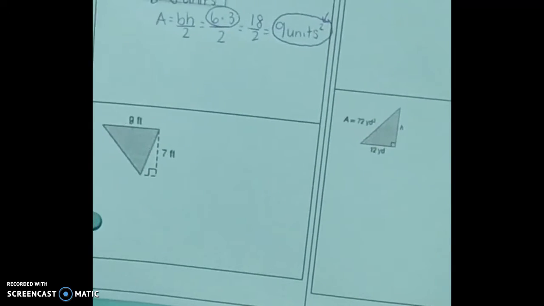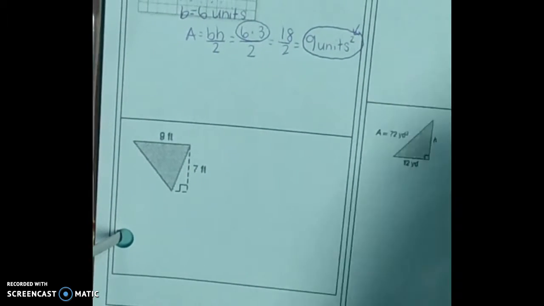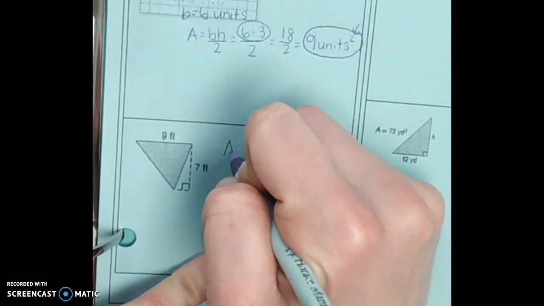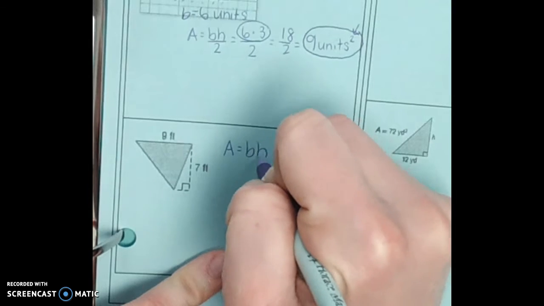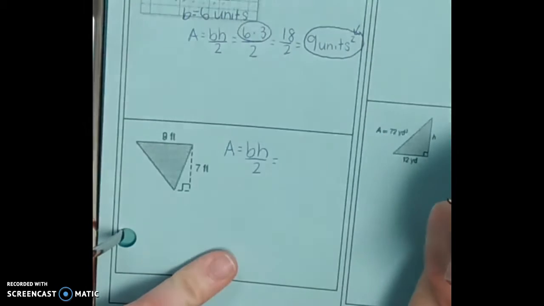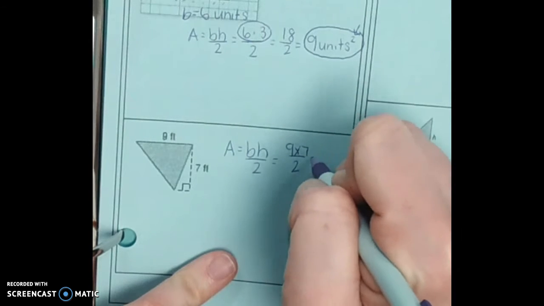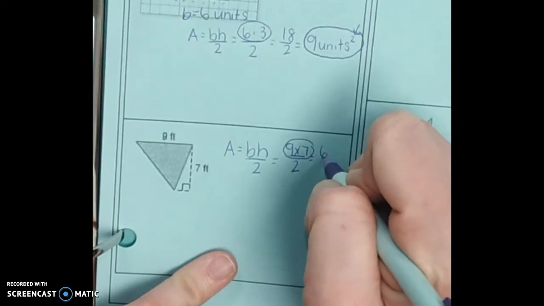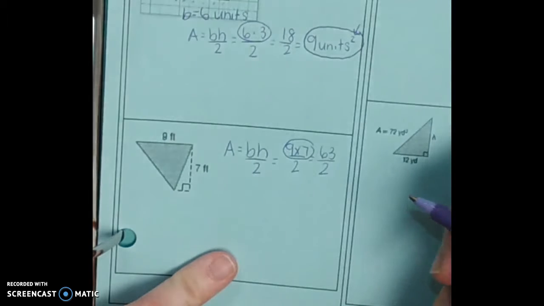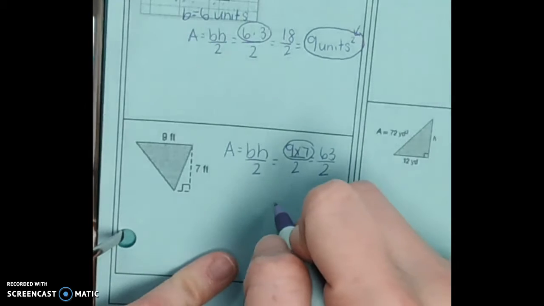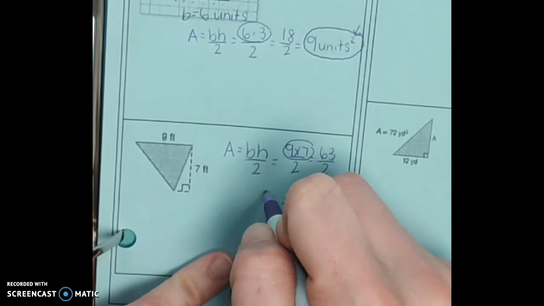Let's take a look at the next one. So this one, it gives us the numbers. We have a 9 and a 7. So we're going to go ahead and write our formula. A equals base times height divided by 2. Now we're going to plug it in. So we have 9 times 7 divided by 2. 9 times 7 is 63. And then 63 divided by 2. I know 2 can't go into it evenly because 3 is an odd number. So we're going to have a decimal.